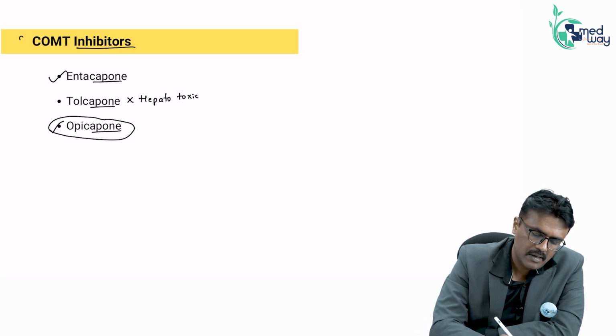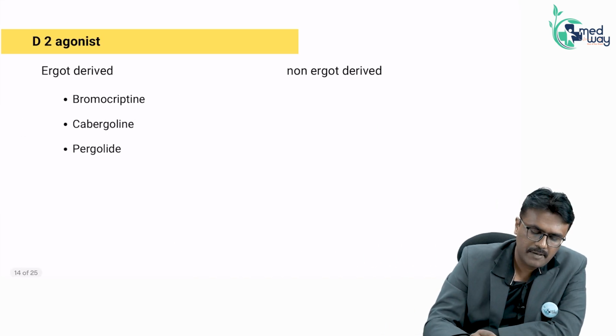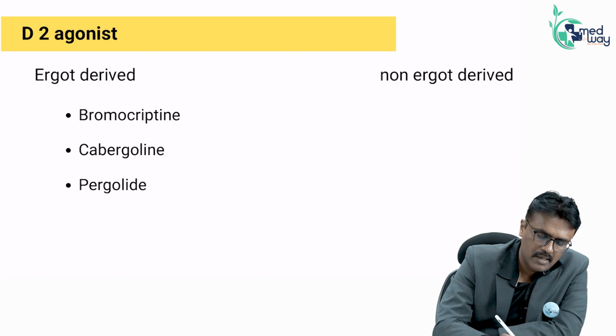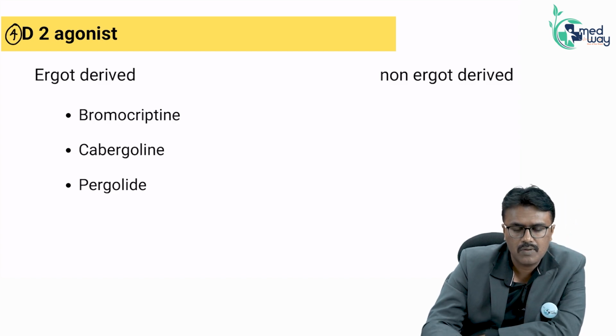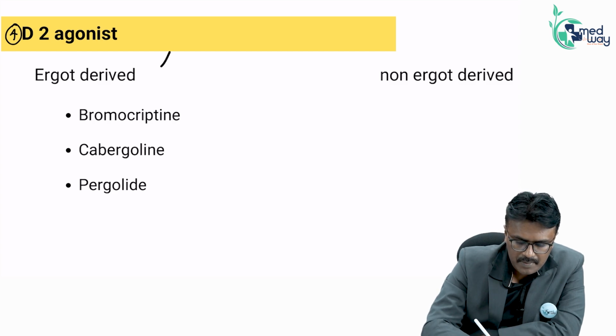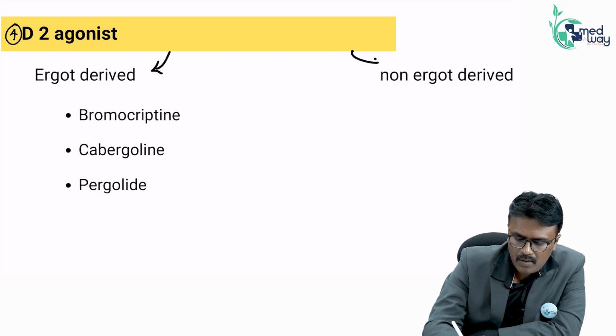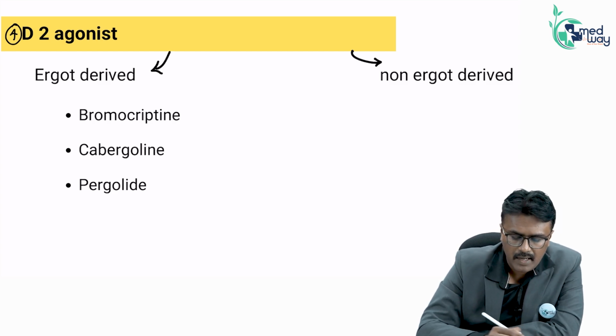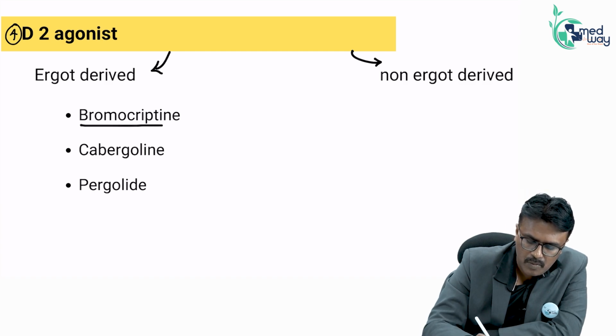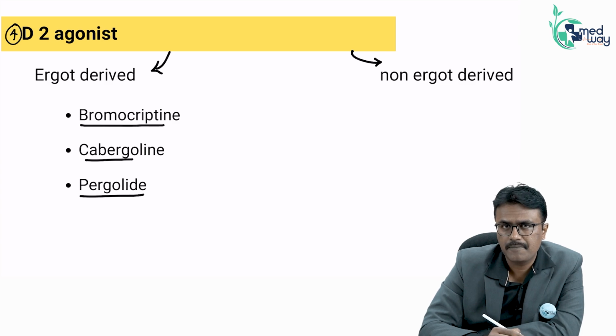Yes, we are done with the third target. What is the fourth target then? The fourth target is to stimulate the D2 receptor. They are called D2 agonists. There are two types, the ergot derived and non-ergot derived. The ergot derived drugs are bromocriptine, cabergoline, and the old drug pergolide.